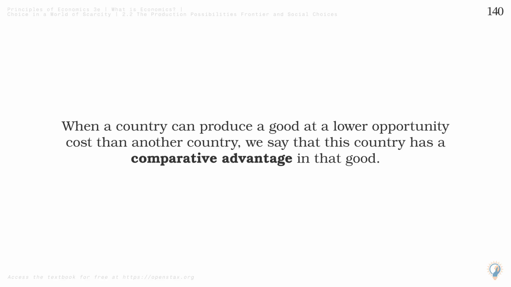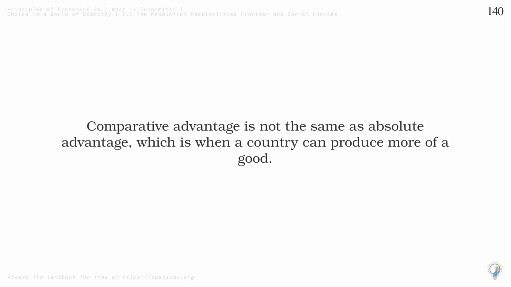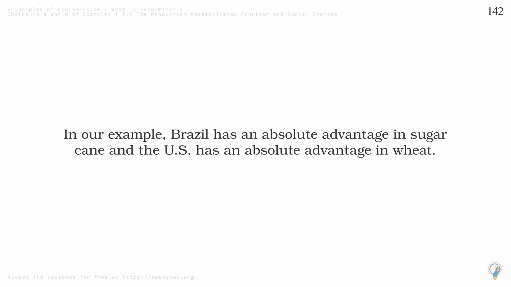When a country can produce a good at a lower opportunity cost than another country, we say that this country has a comparative advantage in that good. Comparative advantage is not the same as absolute advantage, which is when a country can produce more of a good. In our example, Brazil has an absolute advantage in sugarcane and the US has an absolute advantage in wheat.